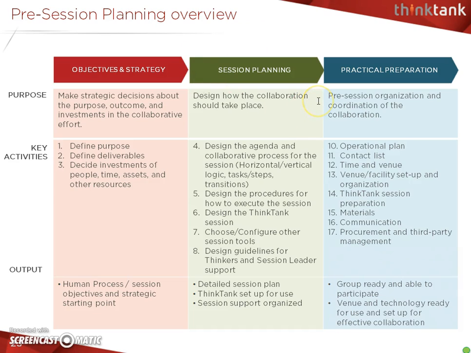Second, we do session planning. That consists of 5 different key activities. First of all, we typically design the actual agenda and collaboration process. After that, we select different types of procedures for how to execute the planned agenda. Third, we look at how we can build Think Tank to support the session. We then look at other tools that are needed for executing the session. And last but not least, we create guidelines both for the participants and for ourselves as leaders of the session so we can effectively execute the session.